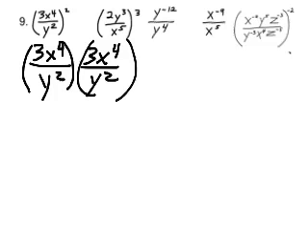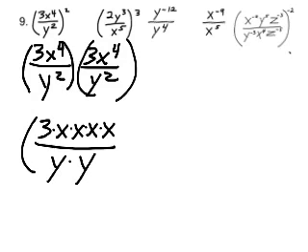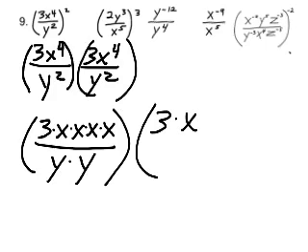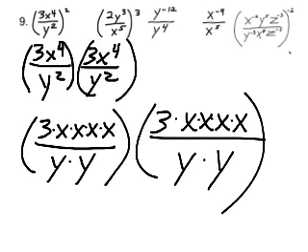But if that's not clear to you, then rewrite it again, and rewrite it this way. You go 3 times x times x, so all those are times each other. And then down at the bottom we have 2 y's. And that's times 3 times x times x times x times x, because that's what x to the 4th power is, right? And then y times y. Now, it's pretty obvious what to do with this.